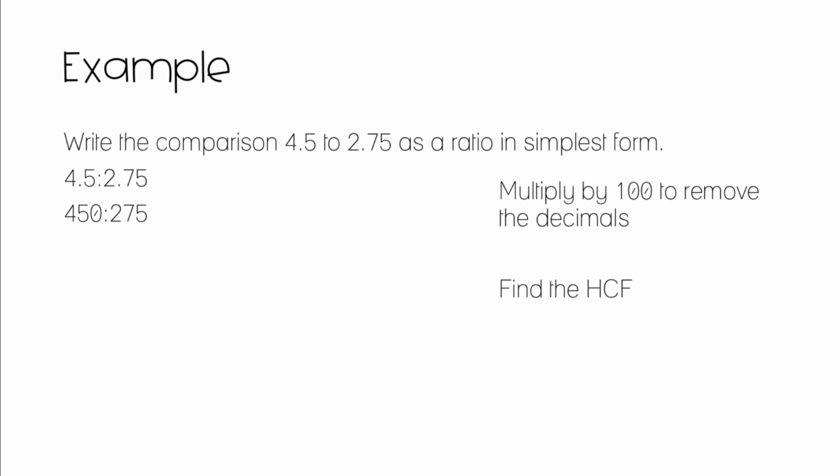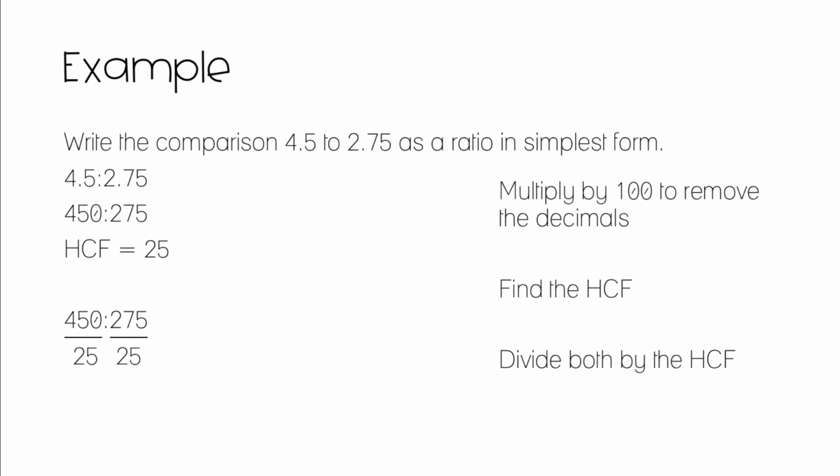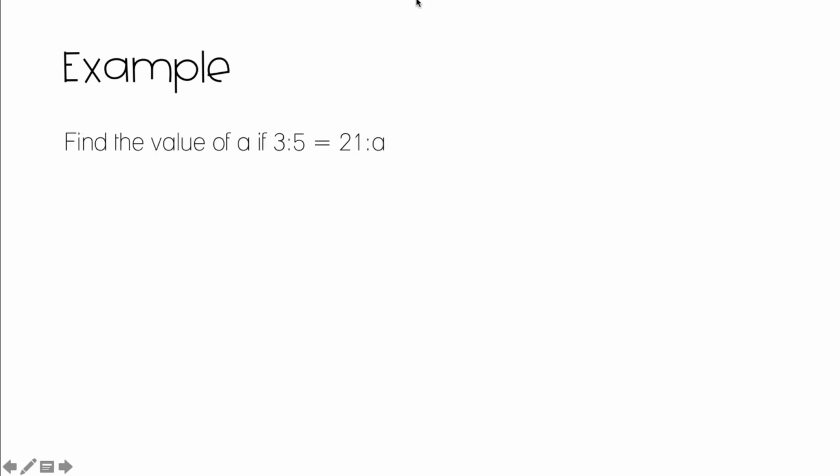In this case, the highest common factor of both values is 25. So now dividing both by the highest common factor, dividing both by 25, we end up with 18 to 11. 450 divided by 25 equals 18. 275 divided by 25 equals 11.